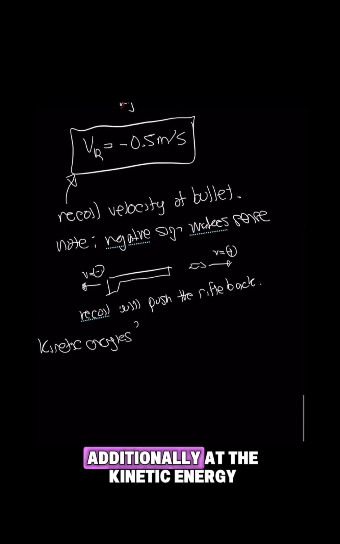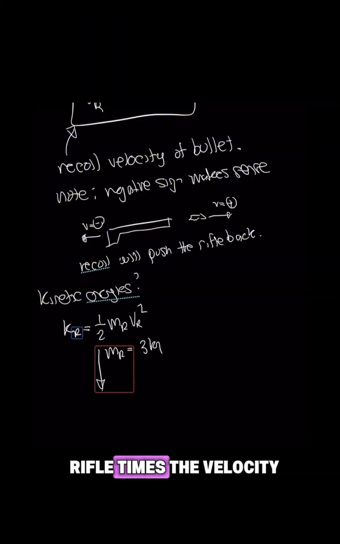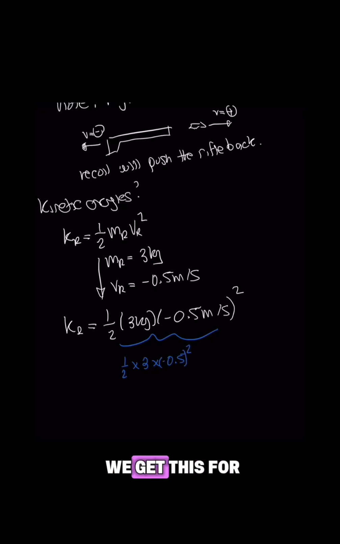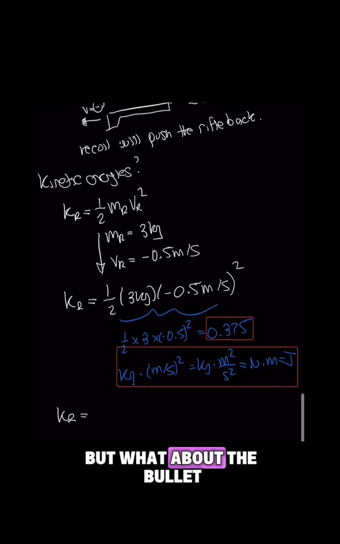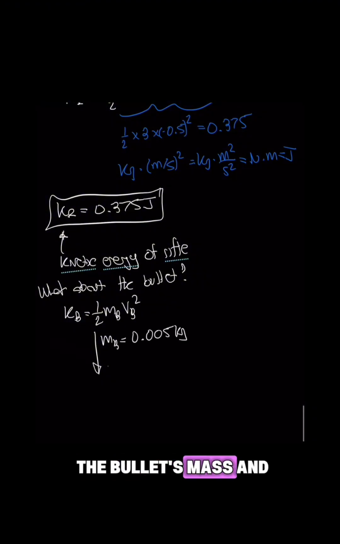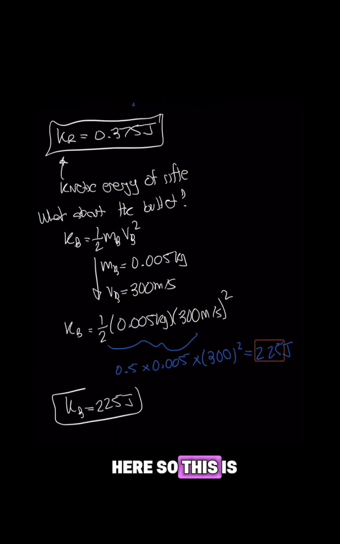We can also look additionally at the kinetic energies. So the kinetic energy of the rifle is equal to 1/2 the mass of the rifle times the velocity of the rifle squared. We can plug in our known values, do that, and compute the amplitudes and units. We get this for the kinetic energy of the rifle. But what about the bullet? Follow the same process for the bullet. If we plug in our known values for the bullet's mass and the bullet's velocity, and then compute the amplitudes and units, we get this answer here. So this is the kinetic energy of the bullet.